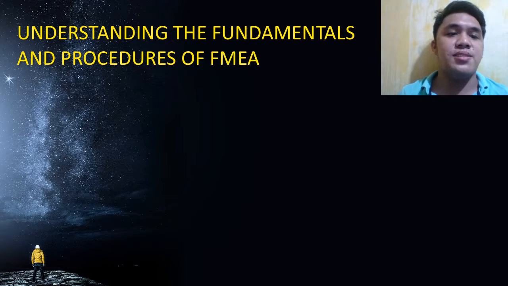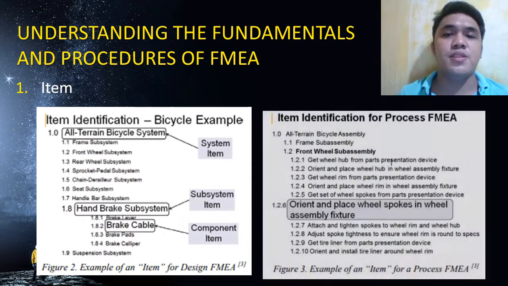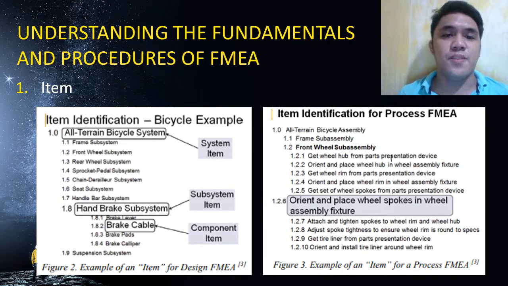Understanding the fundamentals and procedures of FMEA. Number 1 is the item. It is the focus of the FMEA project. For a system FMEA, this is the system itself. For a design FMEA, this is the subsystem or component under analysis. For a process FMEA, this is usually one of the specific steps of the manufacturing or assembly process under analysis, as represented by an operation description. So, Figure 2 is an example of an item for a design FMEA, and Figure 3 is an example of an item for a process FMEA.